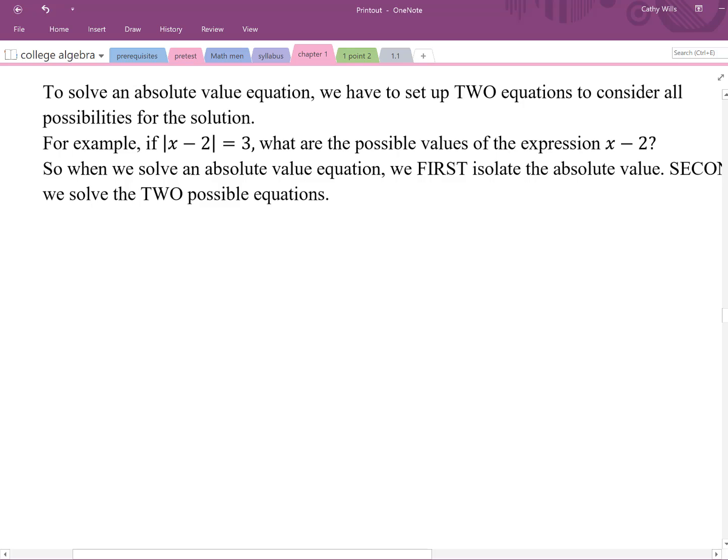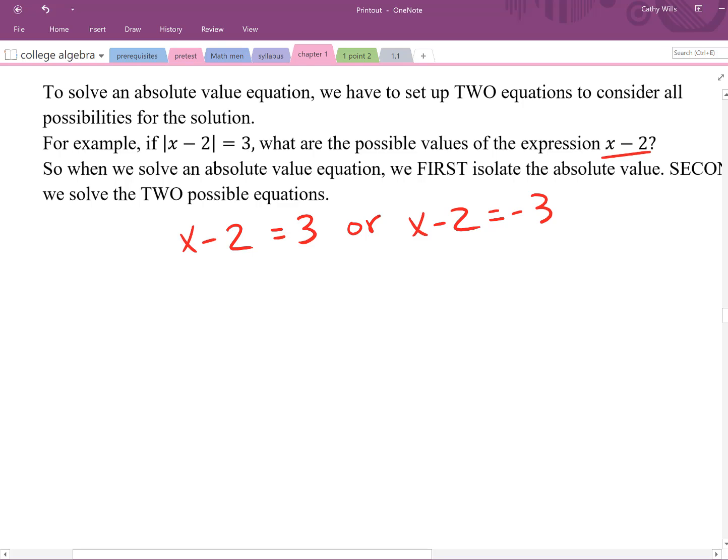To solve an absolute value equation, we have to set up two equations to consider all possibilities for the solution. For example, if the absolute value of x minus 2 is 3, think about it. What are the possible values of the expression x minus 2? Well, we know that when we take the absolute value of a number, it becomes just a positive number. It's just the distance of that thing from 0. So if the absolute value of x minus 2 is 3, x minus 2 could be 3, or x minus 2 could be negative 3. It can be either one, because the absolute value of 3 is 3, and the absolute value of negative 3 is 3. So there are two possibilities that you have to figure out.